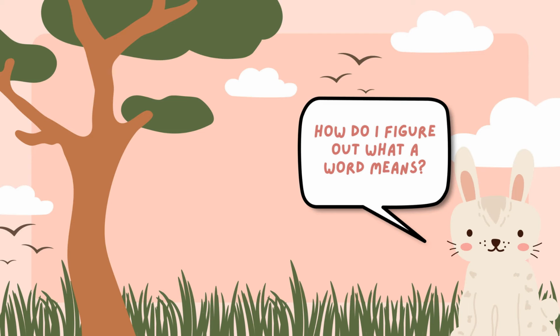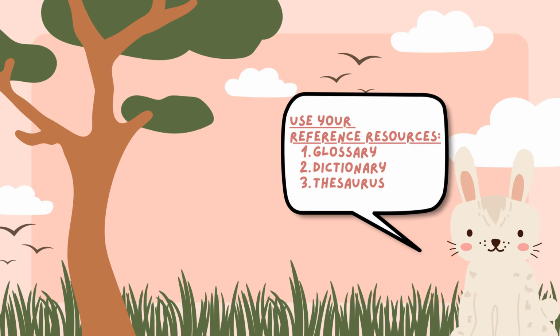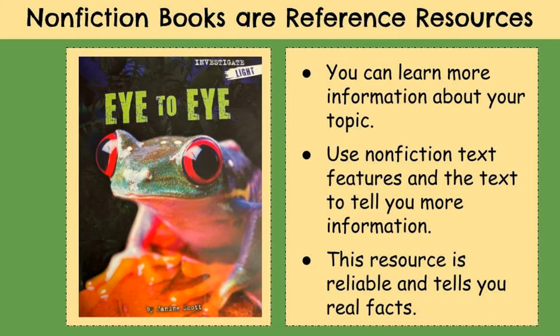How do I figure out what a word means? These 3 reference resources help us learn what a new or unfamiliar word means. You can look in a glossary, dictionary, or thesaurus. Did you know that when you're reading a nonfiction book that you're using a reference resource? Inside of the book, you can learn more information about your topic, which in this case are animals. You can use the nonfiction text features and the text to tell you more information. This resource is not only reliable, but it tells you real facts.